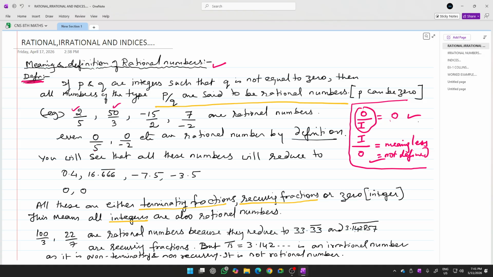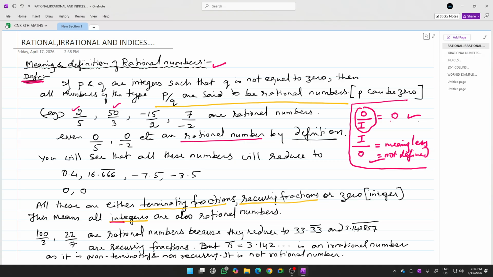So 0 upon 5, 0 upon minus 2, by definition, because the denominators are non-zero, p can be 0. The numerator can be 0. Here the numerator is 0 in both cases, but the denominator is not 0. So this fraction will be a rational number. This is one way of deciding whether a number is a rational number or not. Second thing is, all integers are rational numbers.